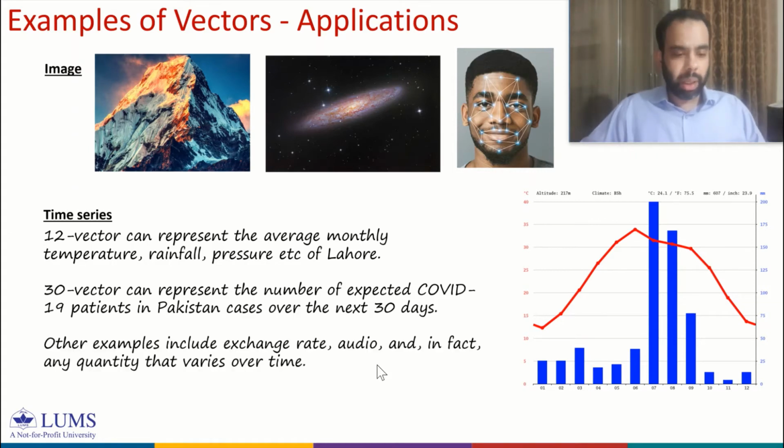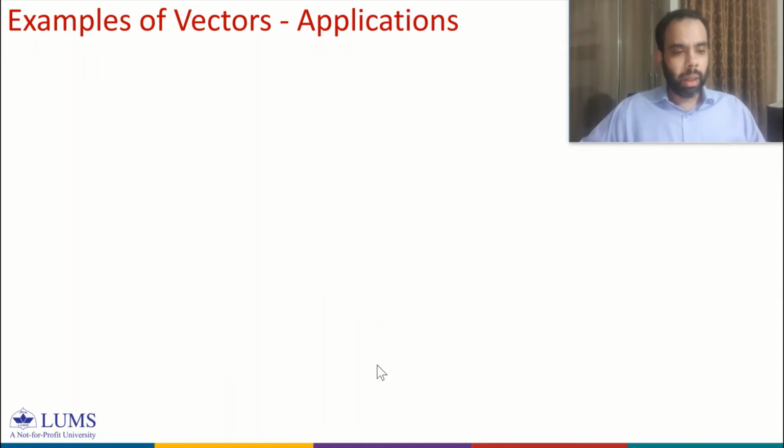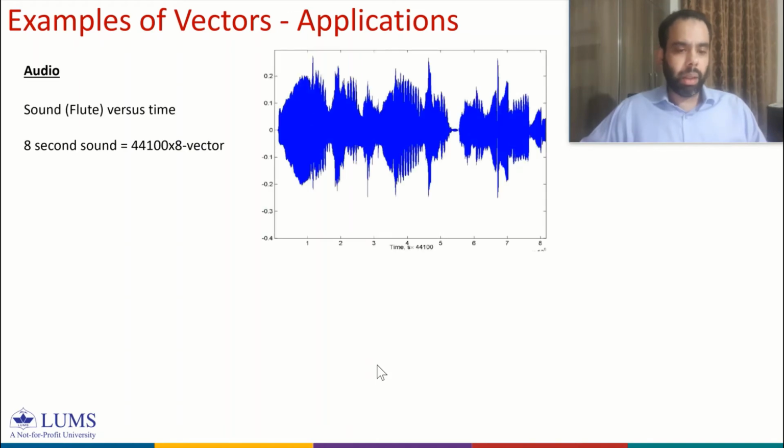Other examples could be exchange rate, audio, and in fact, as I said earlier, any quantity that varies over time. Other examples of vector could be found in audio. An audio signal varies over time, so an audio signal is in fact a vector.